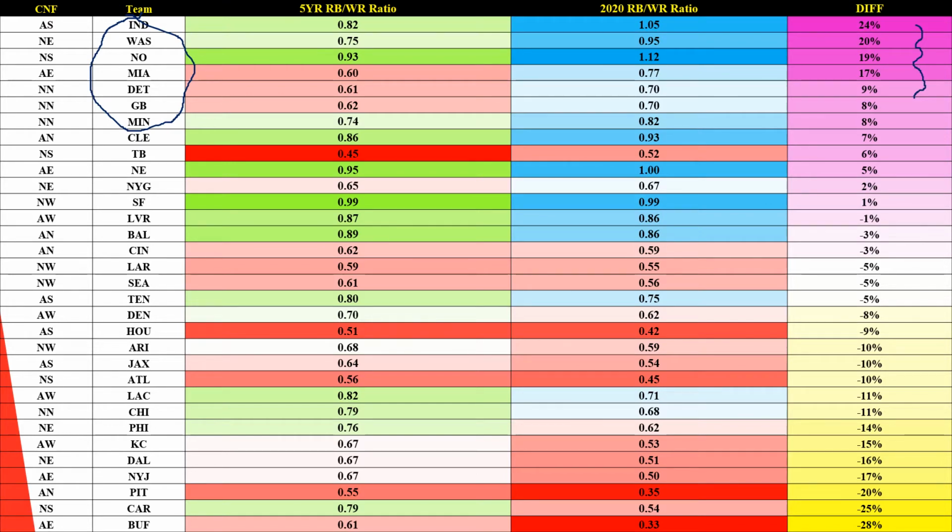And these teams declined in using running backs versus wide receivers in 2020. Take a look at the numbers here. So if everything's equal, you're wanting to hang around and grab these running backs and maybe these not as much.